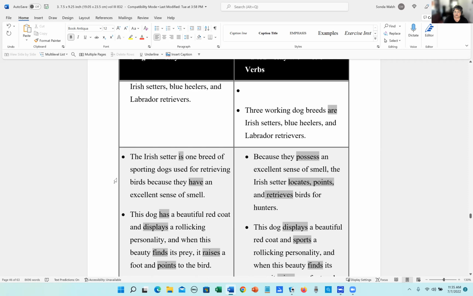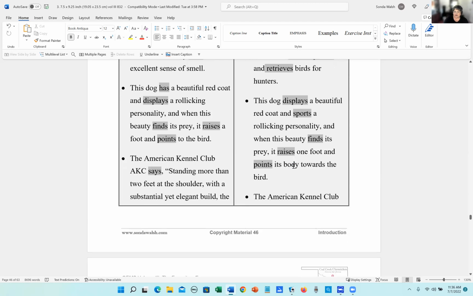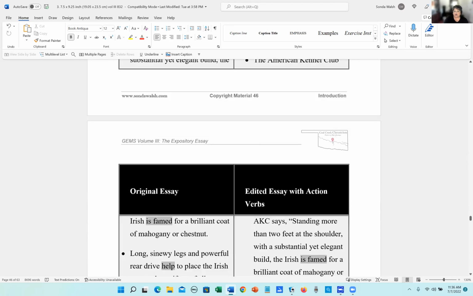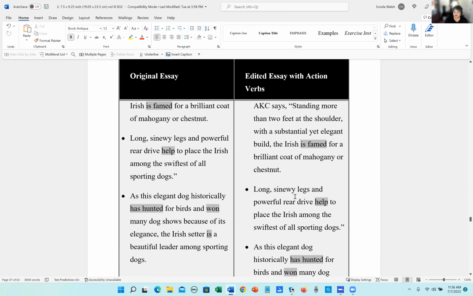So let's read these two sentences. The Irish setter is one breed of sporting dogs used for retrieving birds because they have an excellent sense of smell. And then we changed that: because they possess an excellent sense of smell. The Irish setter locates, points, and retrieves birds for hunters. See how much more vivid that sentence is. I don't really think this needs a whole lot of discussion. This is more of a doing thing. So you just have to go through your essay, identify all of your verbs, and then change them from the weaker verbs to the stronger verbs.